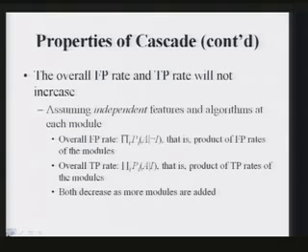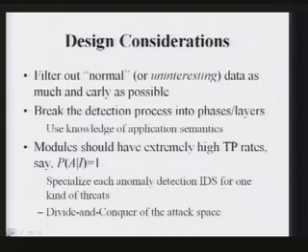Now, that's one aspect of it. But of course, you have to look at some other metric, right? So it's very obvious that if we assume independent features and algorithms, then the overall false alarm rate would not increase, and same thing for the true positive rate. So this actually is good news, right? Because the false positive rate will not go up. But again, the bad news is that the detection rate would likely maintain the same or actually go down. So that's the bad news.